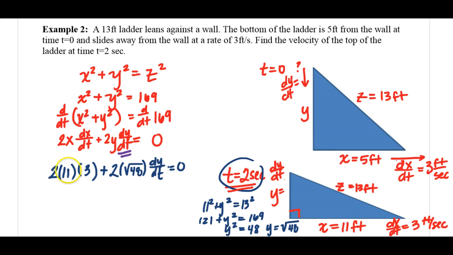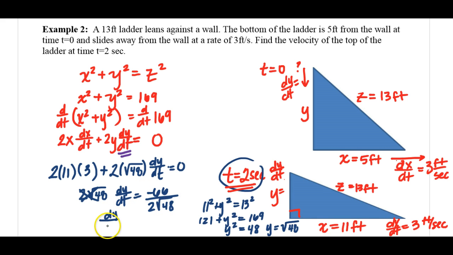That means I'm going to need to subtract this quantity, 2 times 11 times 3. So that's 6 times 11, that's 66. So I'm going to have 2 times the square root of 48 dy/dt is going to have to equal negative 66. Then I'll have to divide by 2 times the square root of 48 to isolate dy/dt. So dy/dt, without simplifying anything, is negative 66 over 2 times the square root of 48.